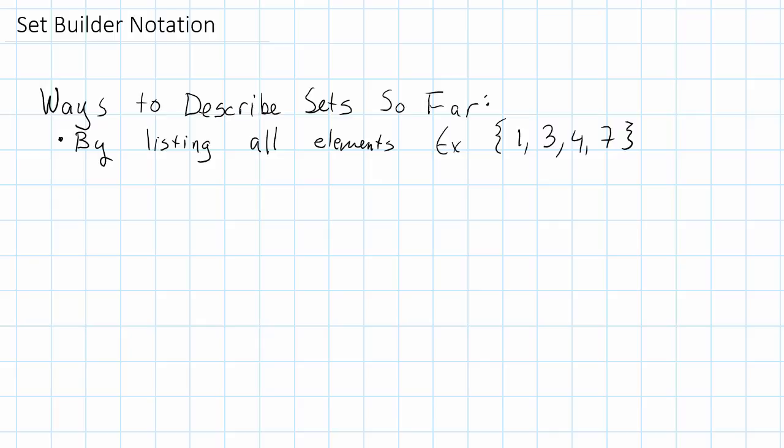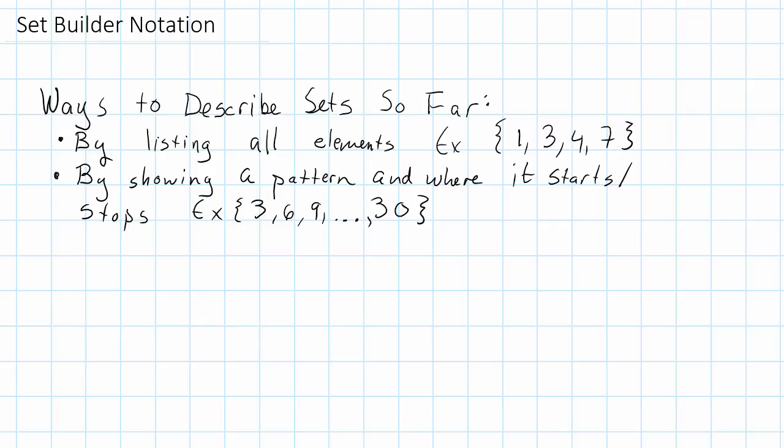So far, we have met two ways of describing sets. By just making a list of all the elements, which works well for very small sets, or by showing the pattern and where it starts and stops. So, for example, 3, 6, 9, and so on up to 30 shows me all the multiples of 3 up to 30. But there are two major problems with this.